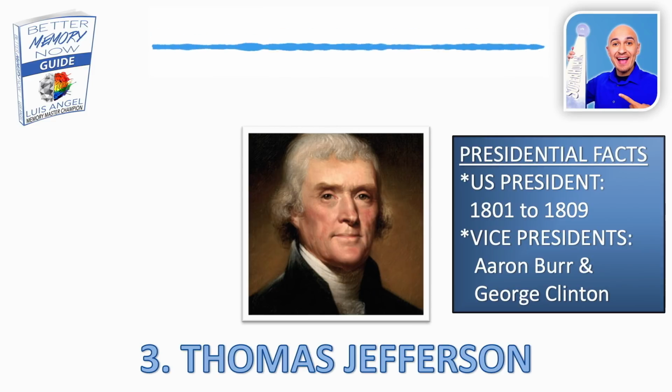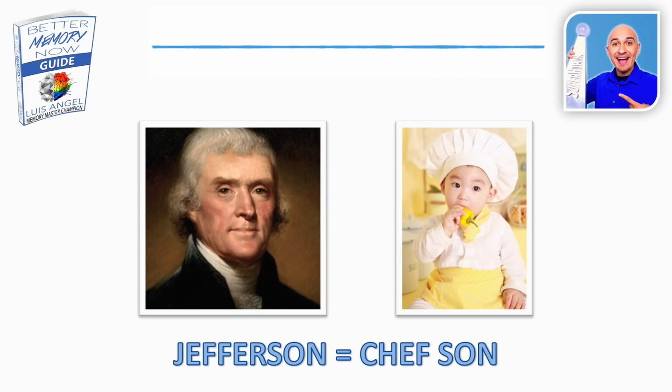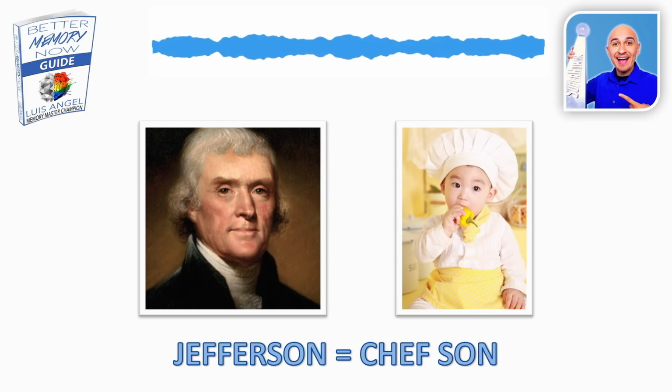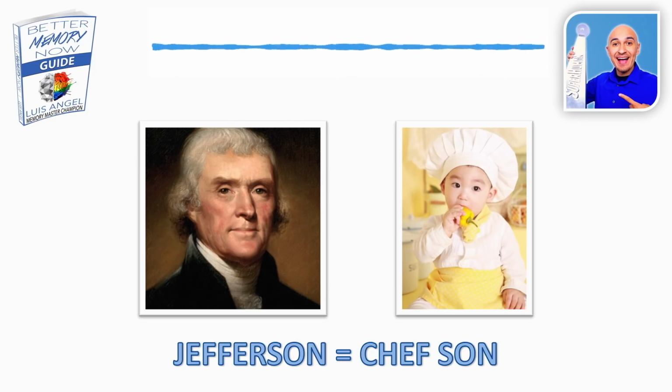The third president, Thomas Jefferson. He was president from 1801 through 1809. He had two vice presidents. On his first term, he had Aaron Burr as his vice president, and his second one was George Clinton. All right, for Jefferson, I would picture a chef son. So a little baby chef with one of those chef's hats, and he's cooking up or he's baking something. So chef son for Jefferson.